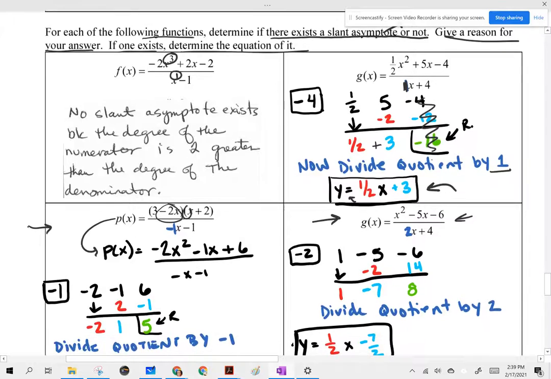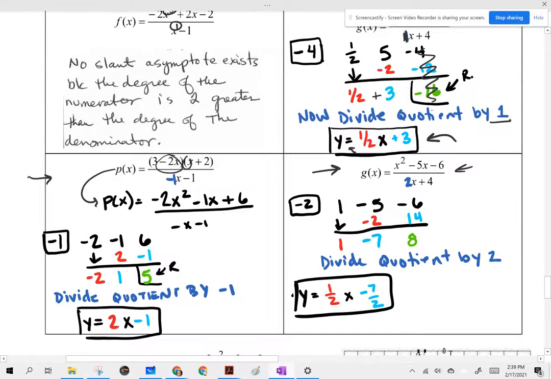All right, let's take a look and see how far you got. So synthetic division, I've got -2, a 1, and a 5. And remember, I get to disregard my remainder. I don't care about that. The last step is to divide the quotient by this leading coefficient. So if I divide each of these by -1, I am going to get 2x minus 1. And that's going to be the equation of my slant asymptote.